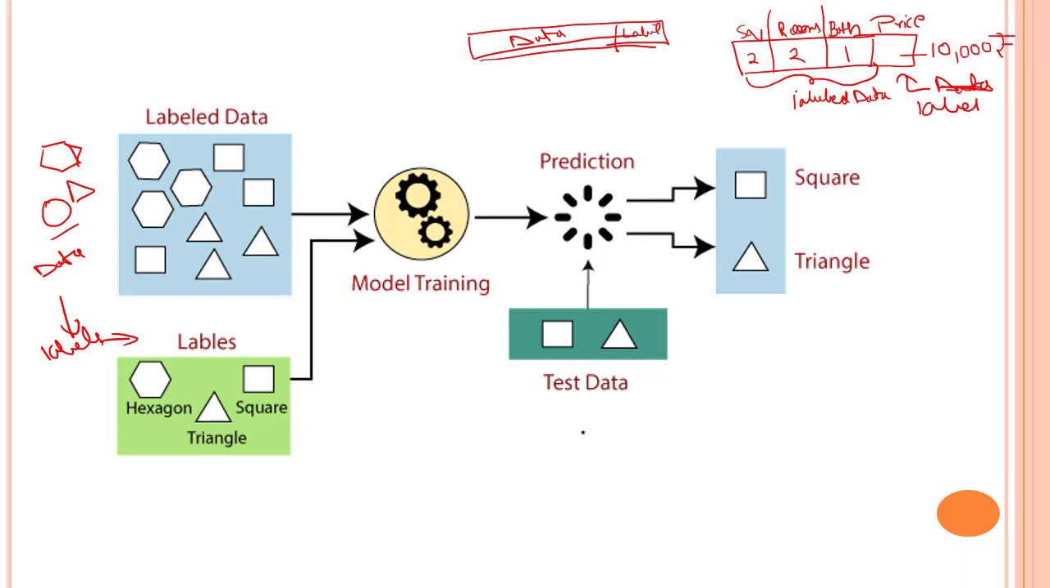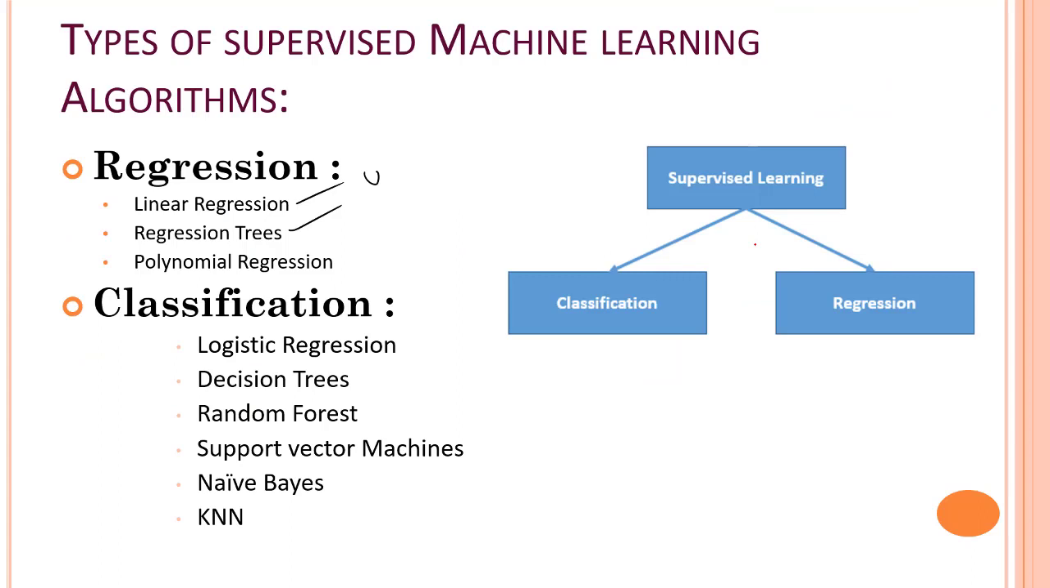So we are giving all the details along with the price of it, and our machine learning model will learn from it. Then whenever you pass in new data, this is the test data as I was talking about, you pass in new data and it will predict which one is what. In this case we are passing it a square and a triangle, and it is able to predict that this is a square and this is a triangle. So that's all about supervised learning algorithms in a nutshell.